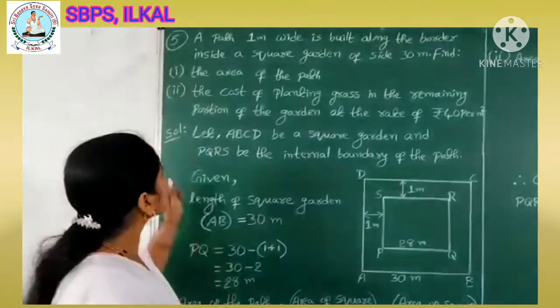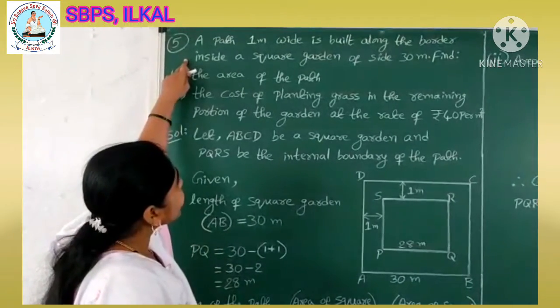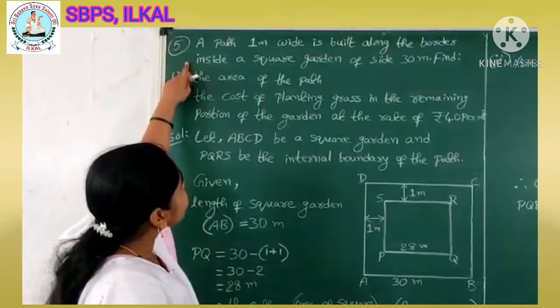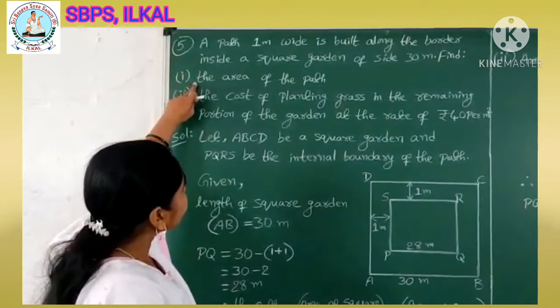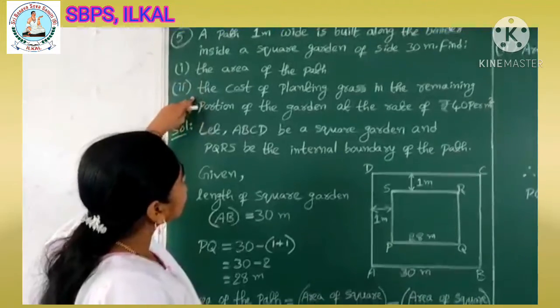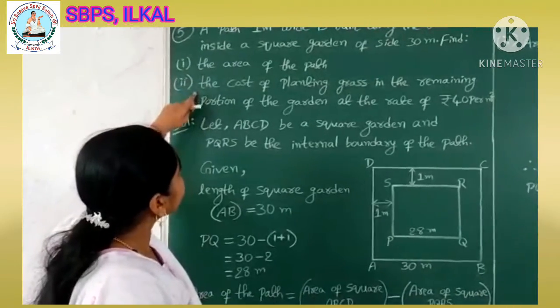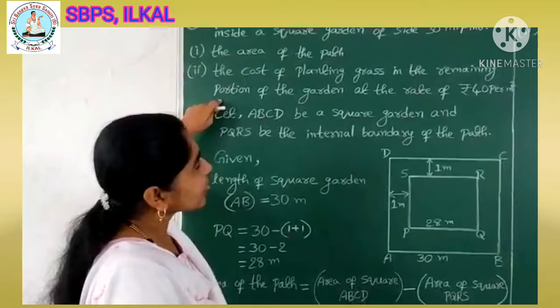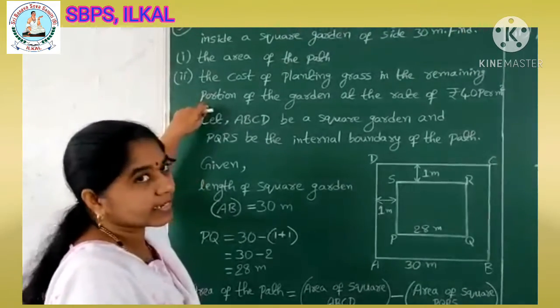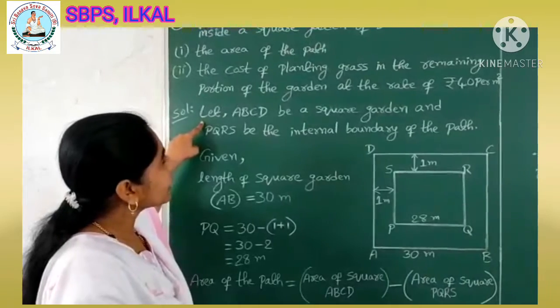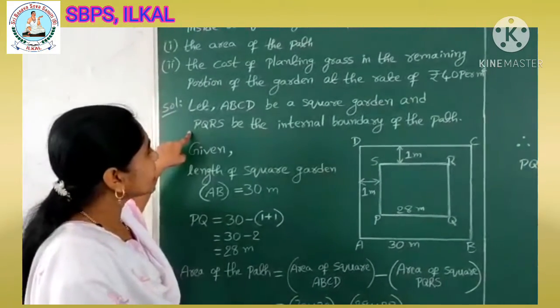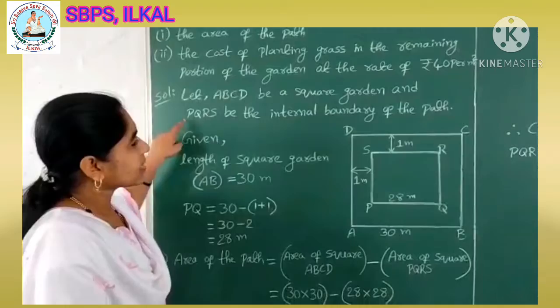Next question children. A path 1 meter wide is built along the border inside a square garden of side 30 meter. Find the area of the path. Second one, the cost of planting grass in the remaining portion of the garden at the rate of rupees 40 per square meter. Solution. Let ABCD be a square garden and PQRS be the internal boundary of the path.